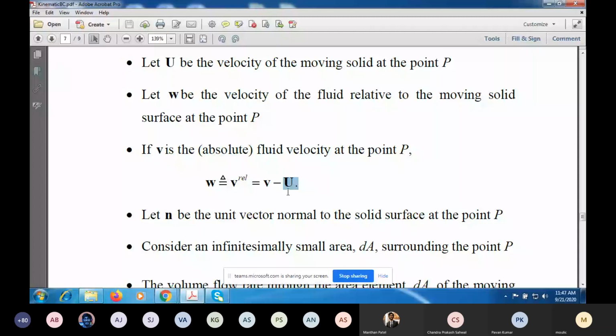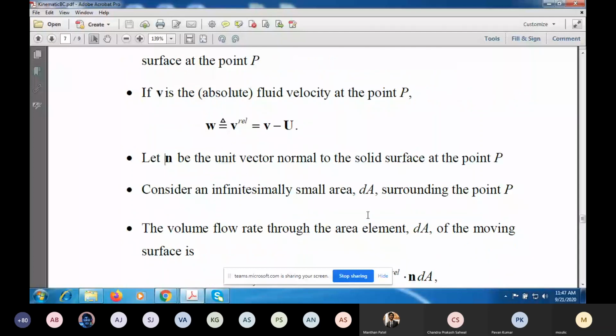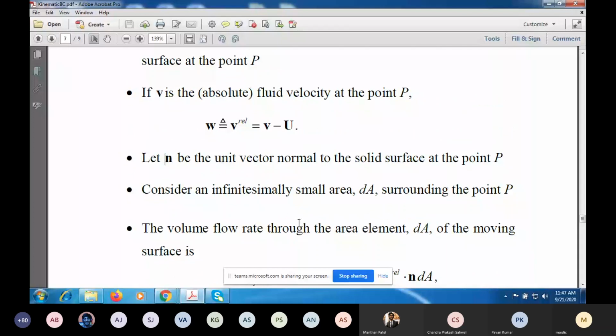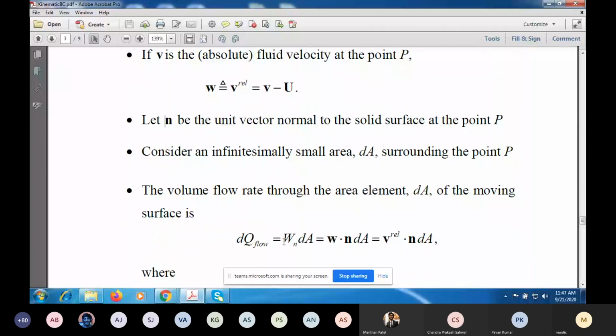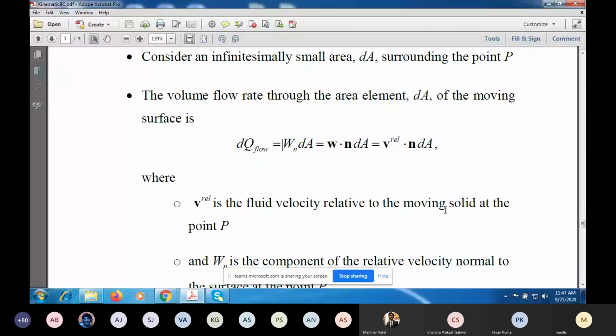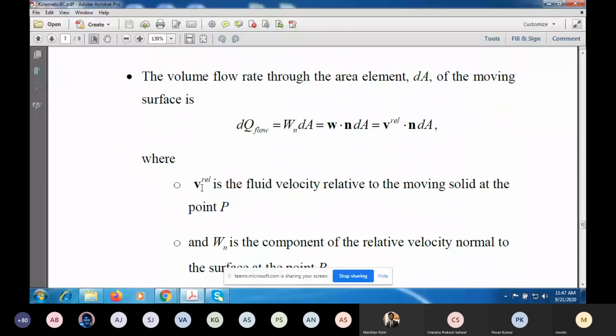Okay, so as before, let N be the unit vector normal to the solid surface, and consider an infinitesimally small area element around P. So what is the volume flow rate now through an area element of the moving surface? If the surface is moving, then you have to take the normal component of the relative velocity. So it is going to be W dot N dA, or V rel dot N dA, where V superscript REL is the fluid velocity relative to the moving solid at the point P.